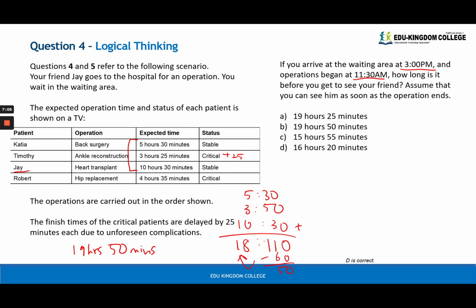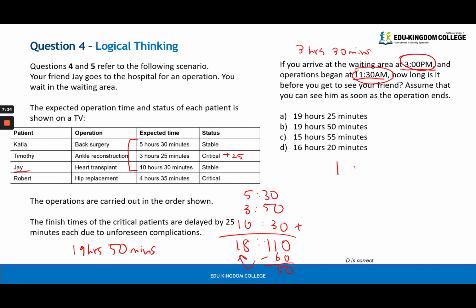Now, remember we started waiting at 3 p.m. The operation starts at 11:30 a.m. How many hours did we not wait, but the operations were happening? We are going to minus, okay? 11:30, we have 12:30, 1:30, 2:30. So that's 3 hours and an extra 30 minutes to make it 3 p.m. 3 hours and 30 minutes have lapsed while we weren't there.